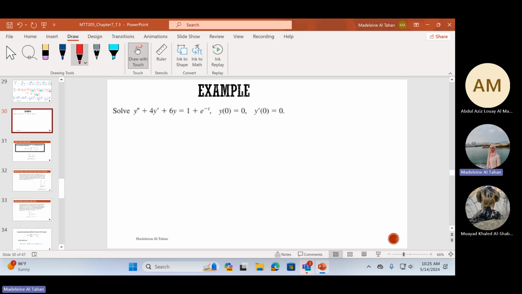The first step, we reach capital Y equals something. I expect that all of you are feeling that it's easy to do, because it's straightforward.